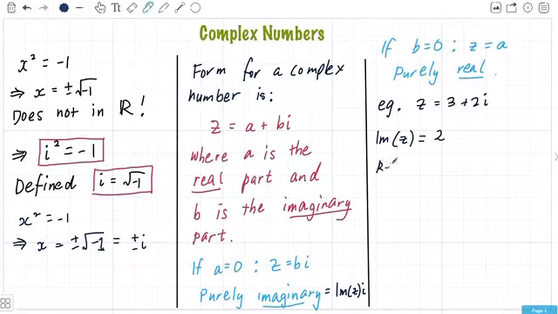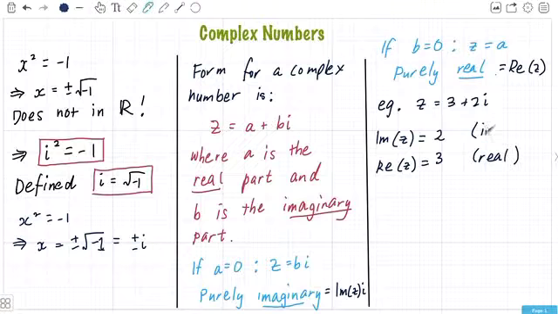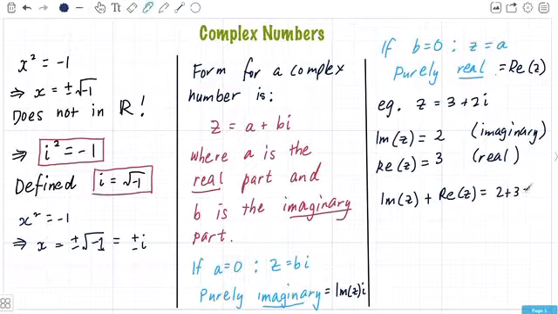The real part of z, that's the part that doesn't have i with it, and here you can see that would be 3. We use Re for real, so that's the real part, and we use Im for imaginary, that's the imaginary part. Be very careful that you have no i here. You don't include i, just the coefficient. So you can also do algebra with these kinds of expressions. If you're asked for the imaginary part of z plus the real part of z, you can add those together. That would just be 2 + 3, which is 5.